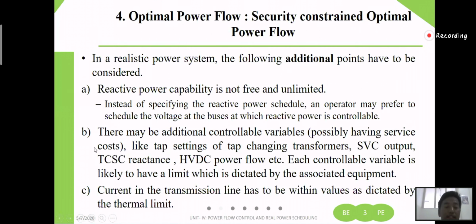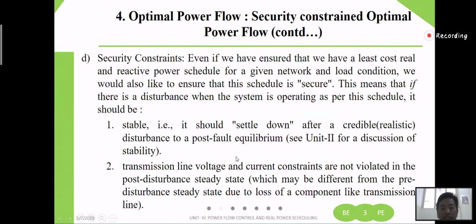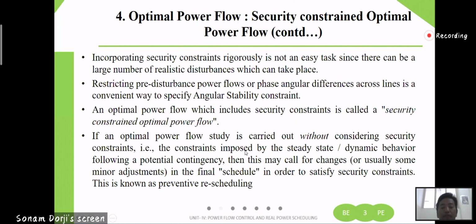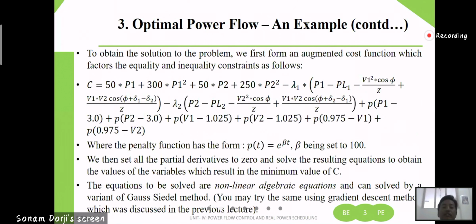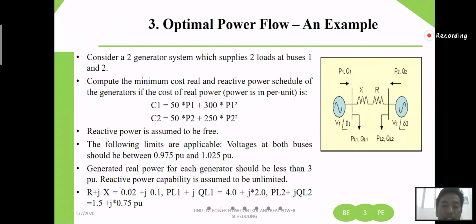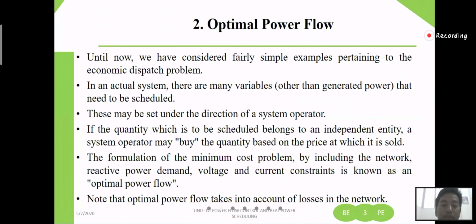Then we have to consider another realistic aspect. In reality, reactive power capability is not free and not unlimited. So there are additional control variables, current in the transmission line within the limit, and security constraint. If we consider this, then we call it security constraint optimal power flow. So that's all for today. We will not go further on optimization, which you will learn next semester, optimal power flow.